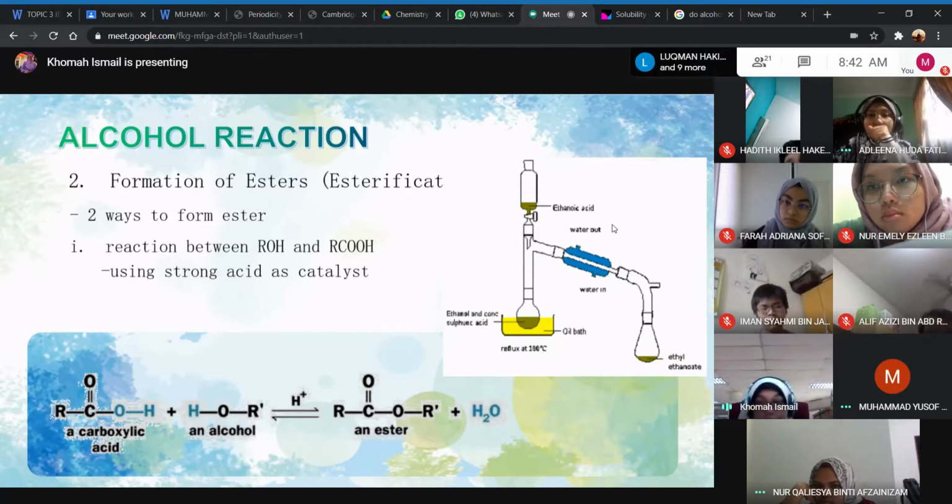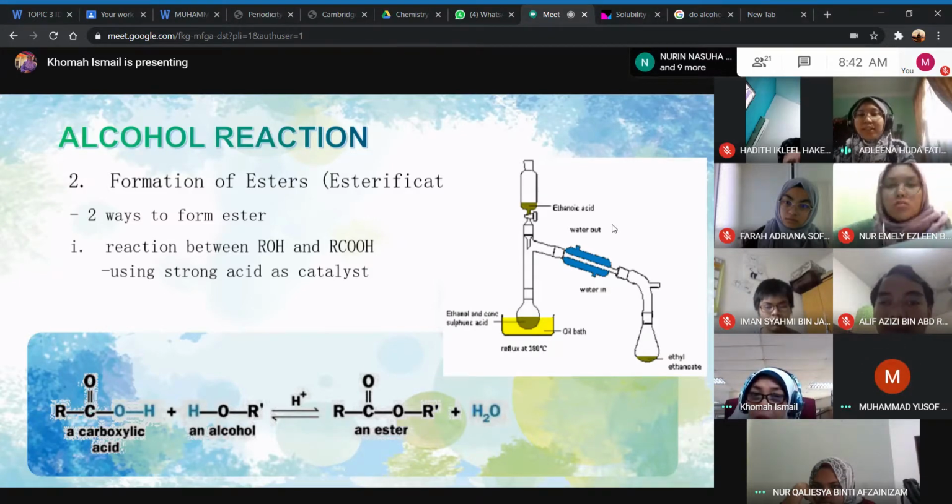Teacher, carboxylic acid is an acid. So why doesn't it release H only? Why does it release OH, not H?